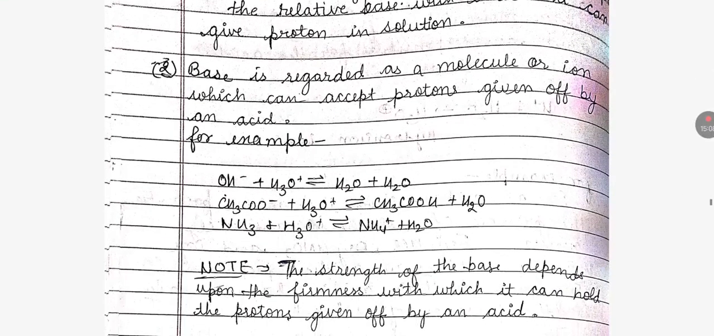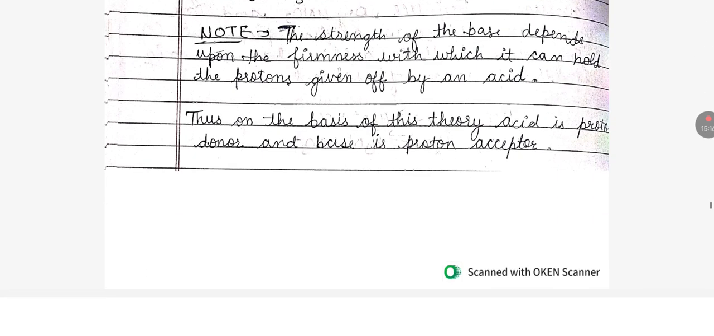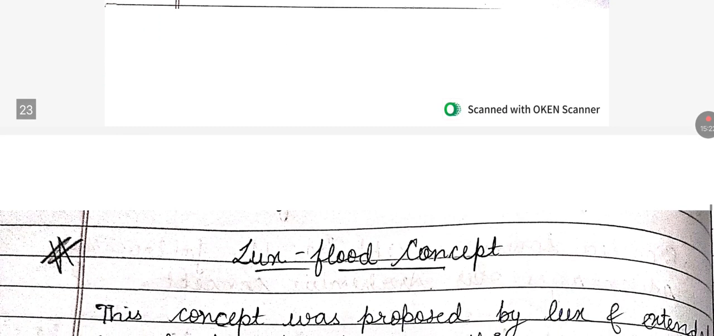Base is regarded as a molecule or ion which can accept proton given off by an acid. Thus, on the basis of this theory, acid is a proton donor and base is a proton acceptor.